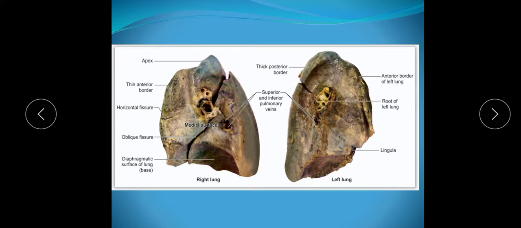The oblique fissure cuts the lung through its whole thickness except at the hilum. Okay. This one is the root of the lung. These are the superior and inferior pulmonary veins. This one is the lingula. This one is the anterior border, this one is the thick posterior border.